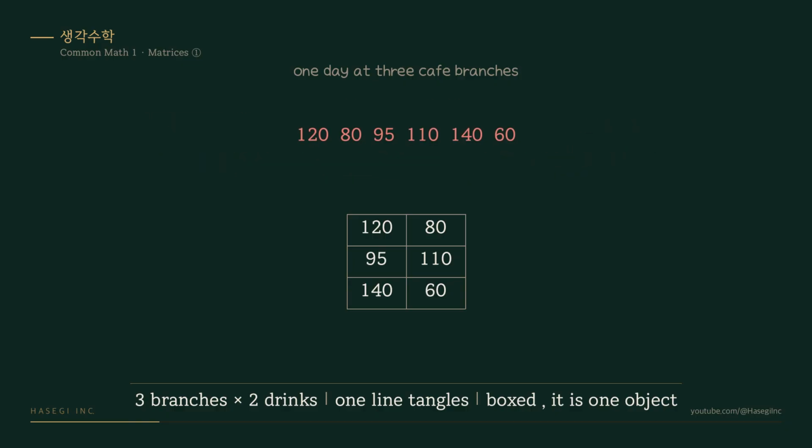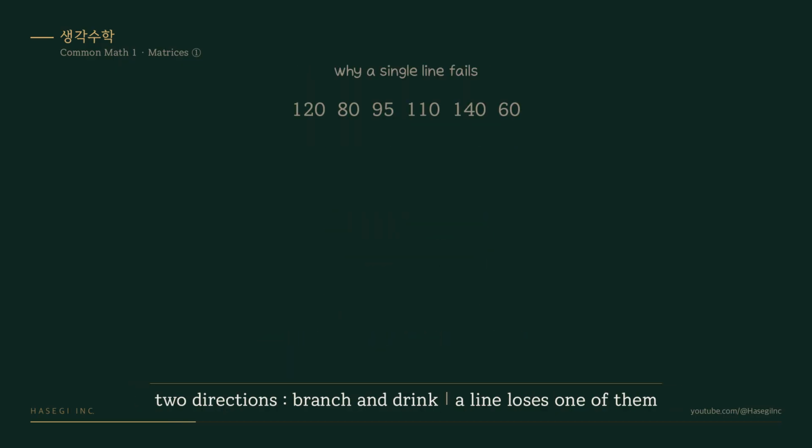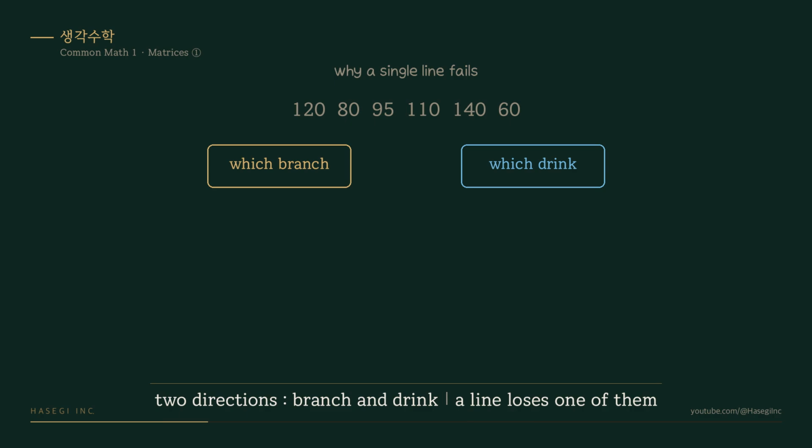But put them in a rectangle and wrap it in brackets, and the whole thing becomes one object you can compute with. Why doesn't a single line work? These numbers carry 2 directions, which branch and which drink. Line them up, and one of those directions dissolves into the ordering.